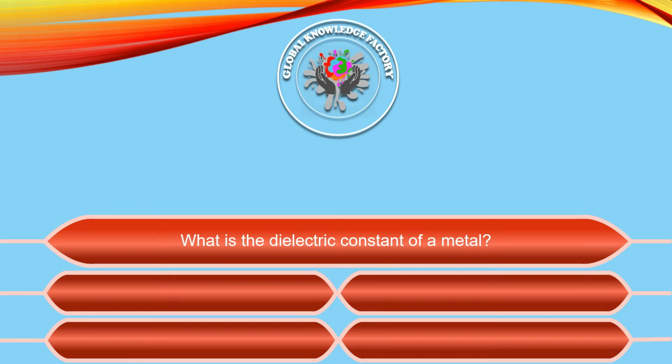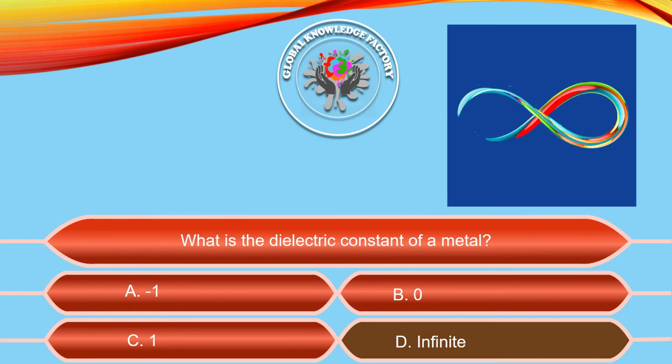What is the dielectric constant of a metal? A. -1, B. 0, C. 1, D. Infinite. Answer is D. Infinite.